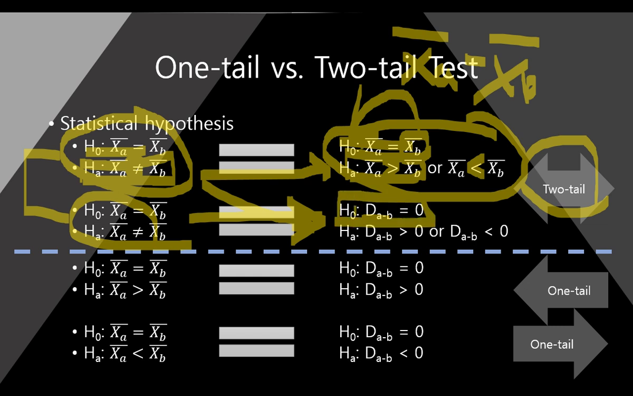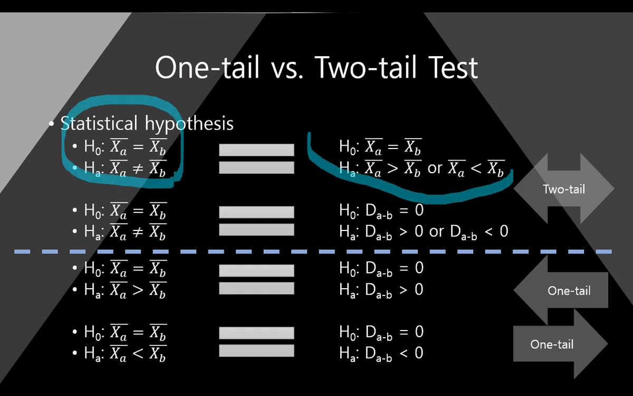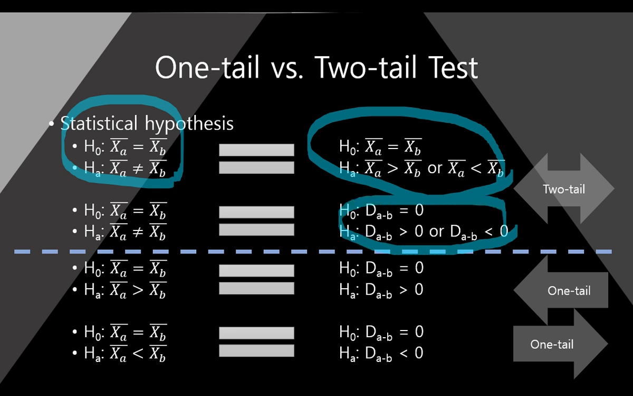But this and these ones are the same, okay? And the alternative hypothesis is changed like this: dA−B is larger than zero, or dA−B is smaller than zero, right? So here, these three types, or three pairs, of statistical hypotheses are totally the same, right? These are two-tailed tests because in the alternative hypothesis, we include two tails.